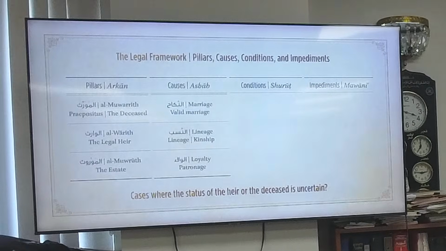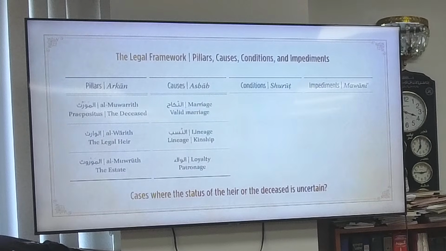What is the basis for inheritance? Well, the basis are three. Either marriage, a valid marriage. And by marriage we mean a contract, a valid marriage contract. Whether they've seen each other or not, whether they've consummated the marriage or not, as soon as there is a contract, she inherits, he inherits.